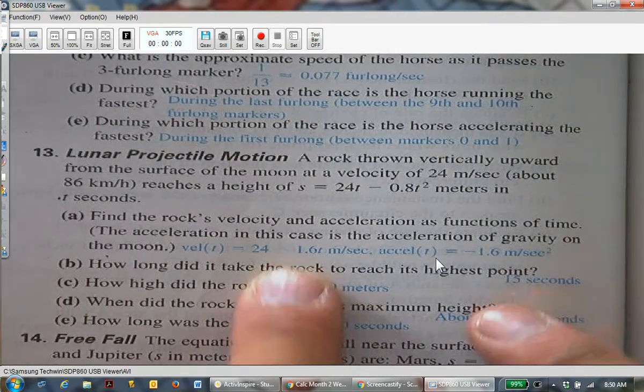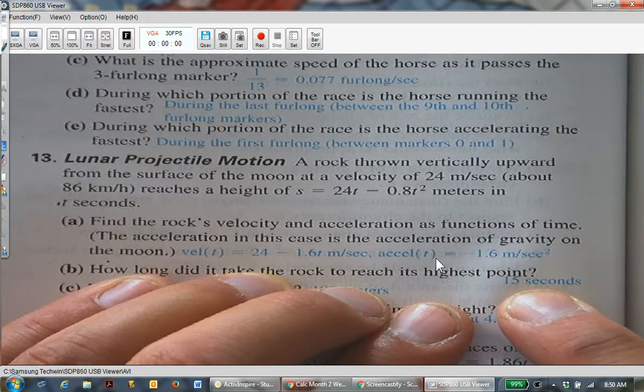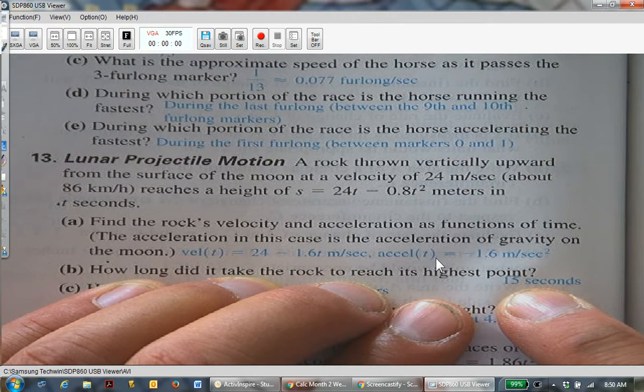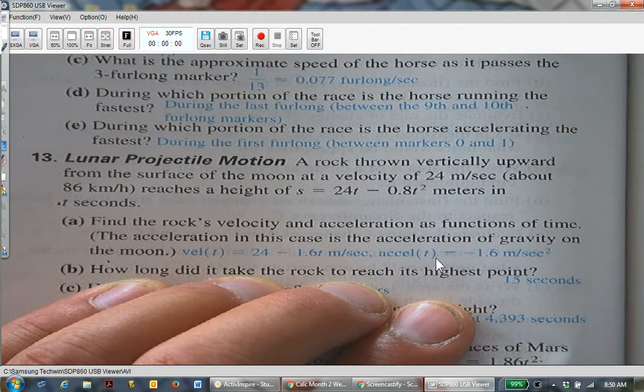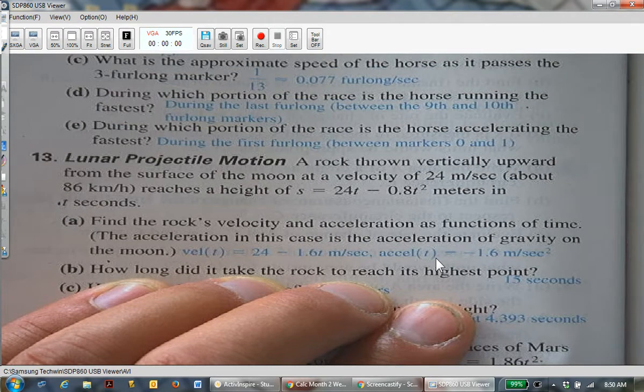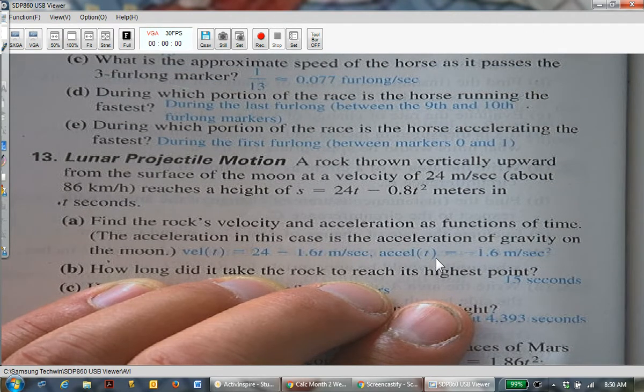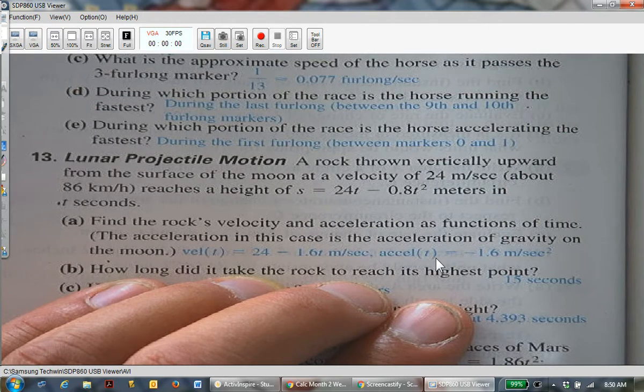So let's look at the answer. It is 15 seconds. How long did it take the rock to reach its highest point? What did you end up doing, Deja? Can you explain what you did to get this? Yes. So we visualized a rock, and at its highest point, time would be like 0. So we put that in the function.